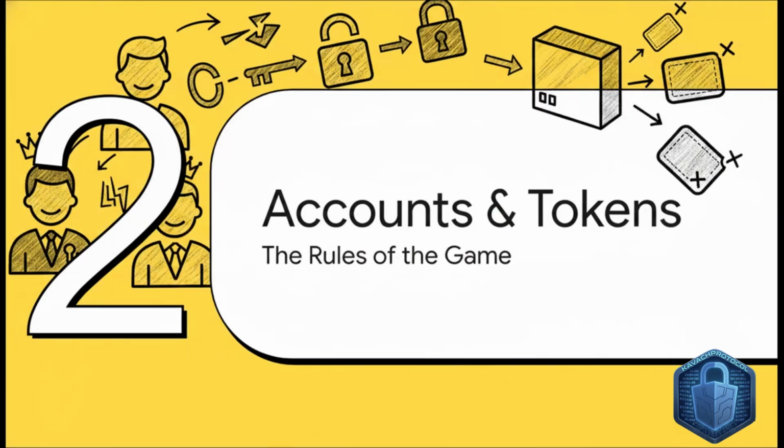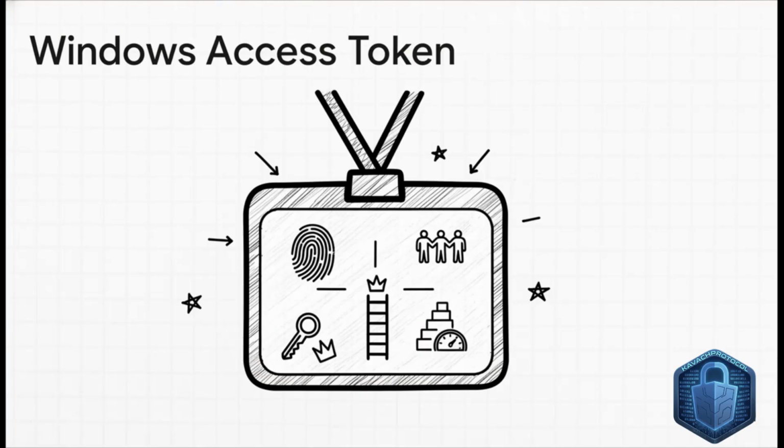Moving right along to Section 2, Windows accounts and tokens. Before we talk about how attackers break the rules, we need to know what the rules actually are. When you log into a Windows machine, the OS hands you an access token. This token is totally critical because it dictates every single action you're allowed to perform. Think of it kind of like your digital VIP badge.